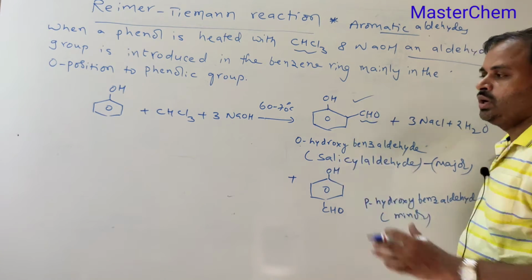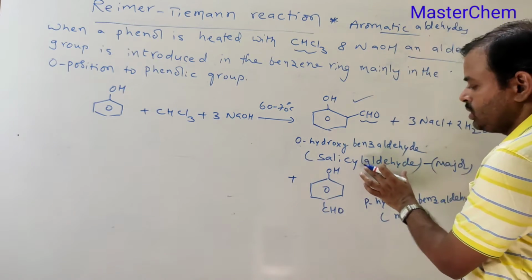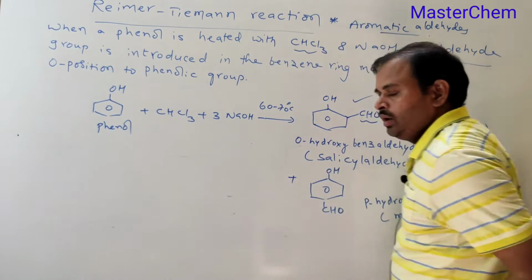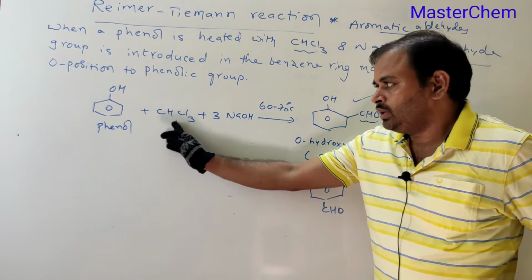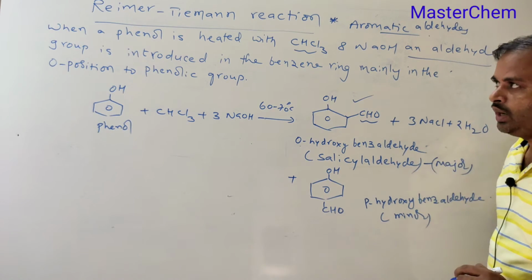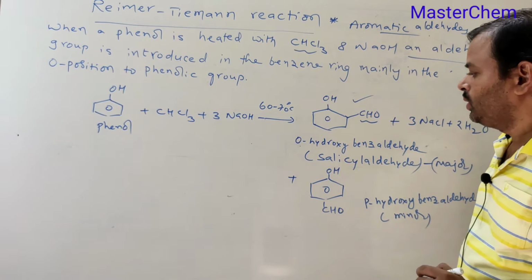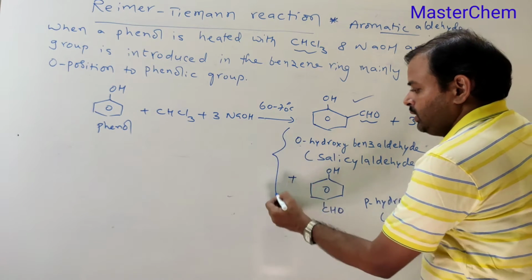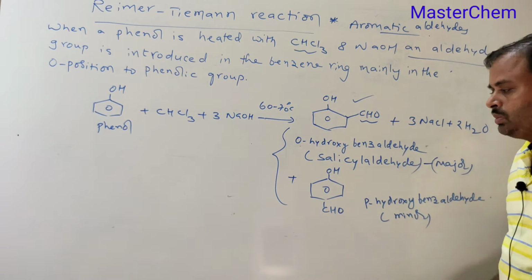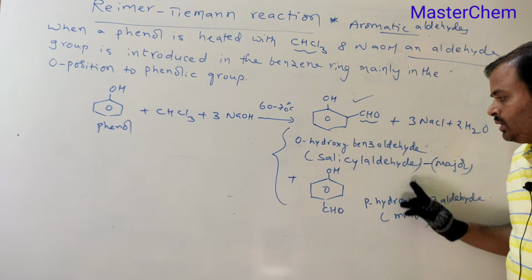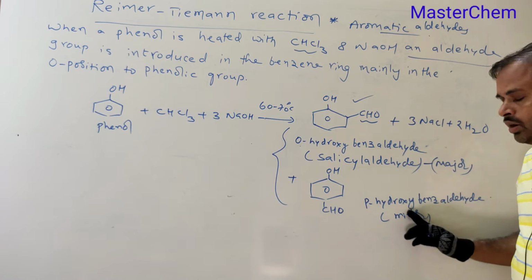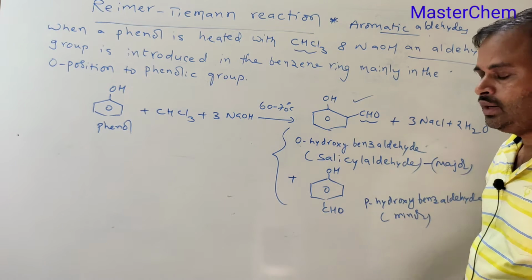This formation of ortho-hydroxybenzaldehyde, salicylaldehyde, from phenol by reacting with chloroform and NaOH is known as the Reimer-Tiemann reaction. Now in the reaction mixture, two main products are there: ortho-hydroxybenzaldehyde, which is called salicylaldehyde, and para-hydroxybenzaldehyde.